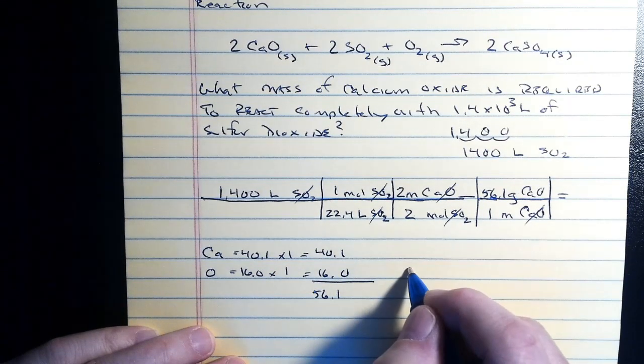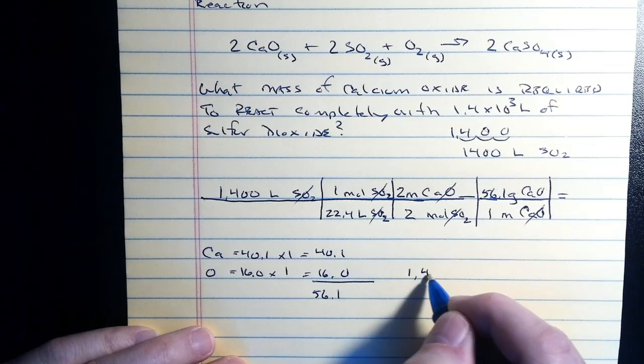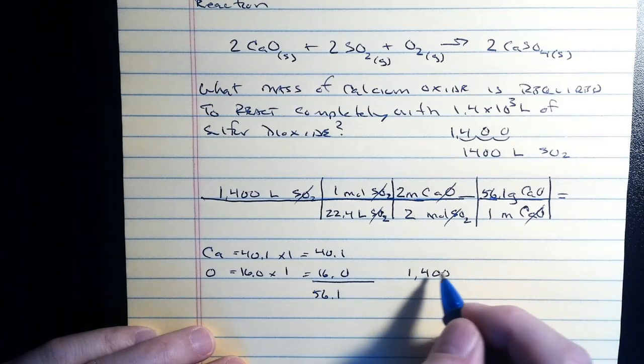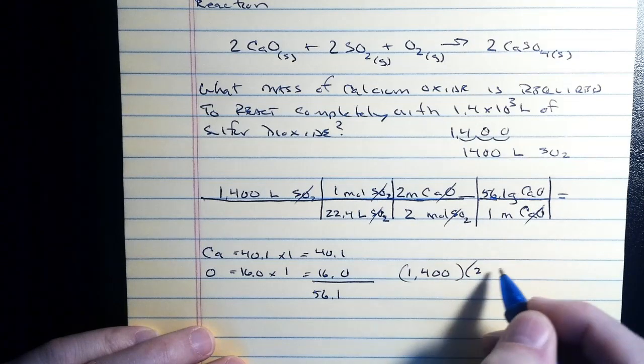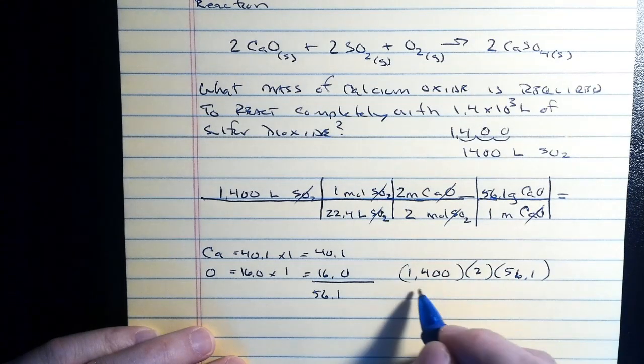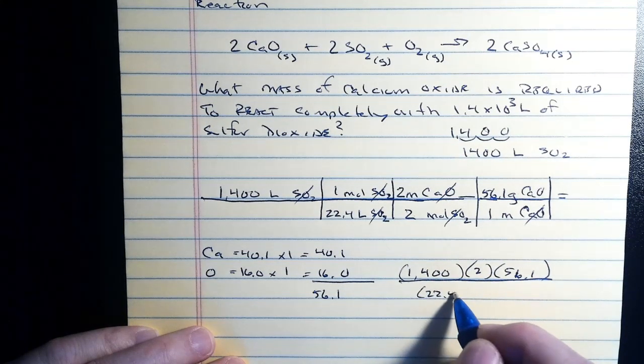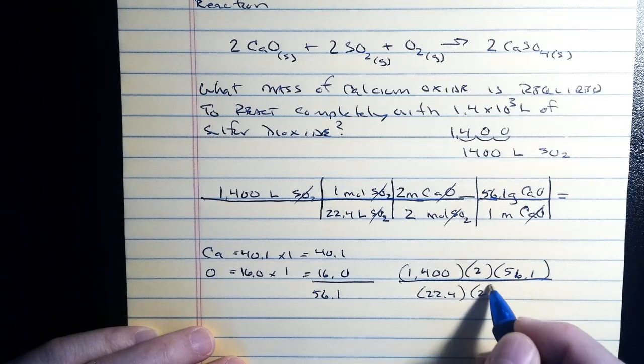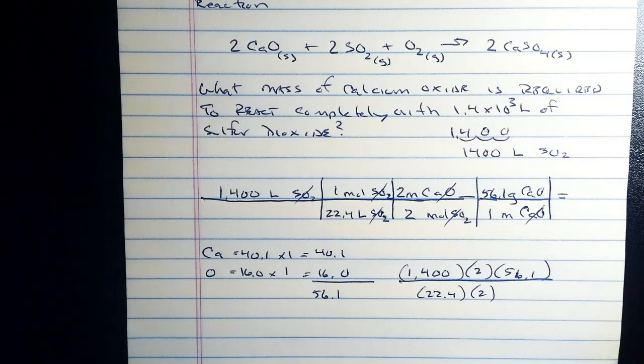So we got 400 times 2 times 56.1 and divided by 22.4 times 2. All right, everybody get out your calculators, put me on pause, and see what you get. So I'm going to get out my calculator.